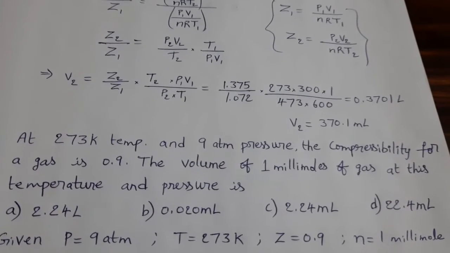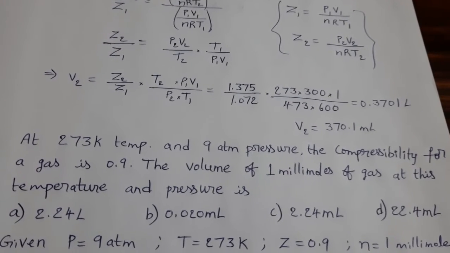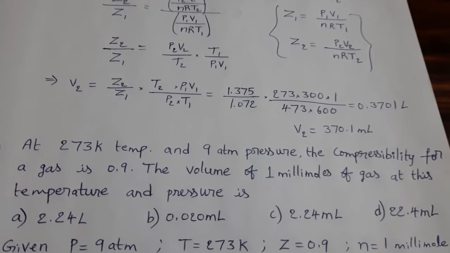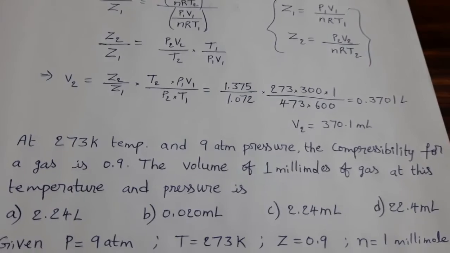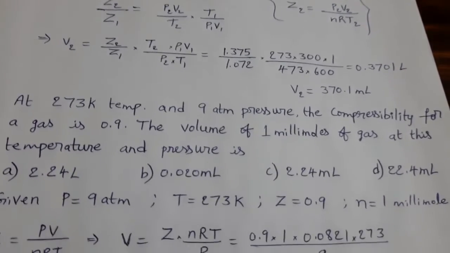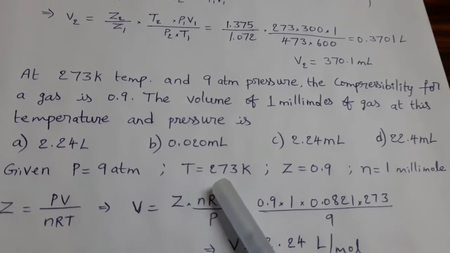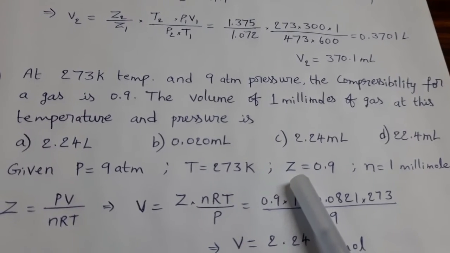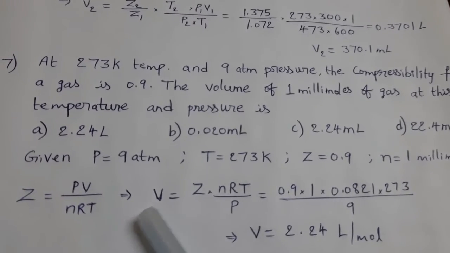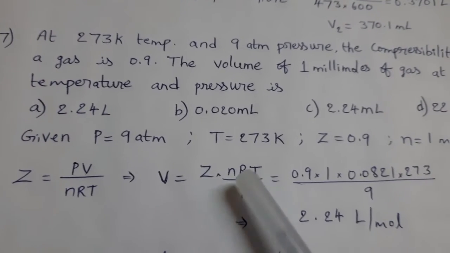At 273 Kelvin temperature and 9 atmosphere pressure, the compressibility factor of a gas is 0.9. Find the volume of 1 millimole of gas at this temperature and pressure. Here volume we should calculate. So note down given data. Pressure P equal to 9 atmosphere, temperature 273 Kelvin, Z value 0.9, number of moles equal to 1 millimole. So volume we want, then Z equal to PV by nRT, V equal to Z into nRT by P.